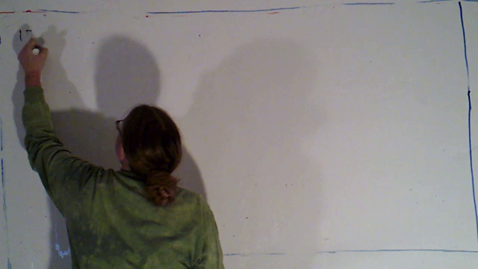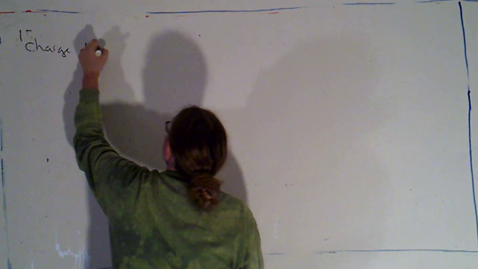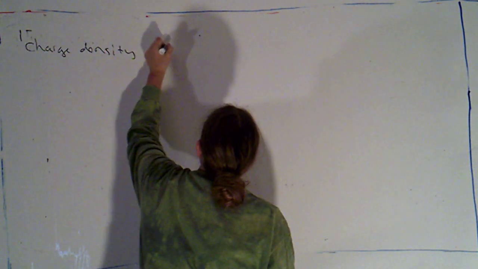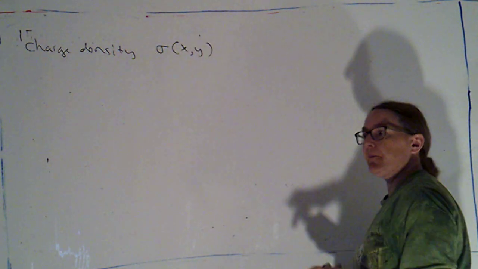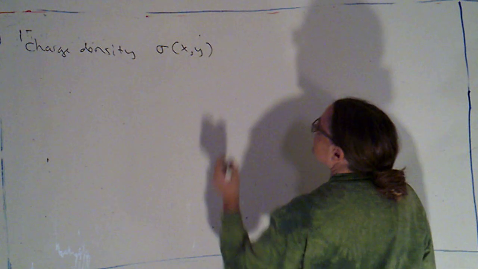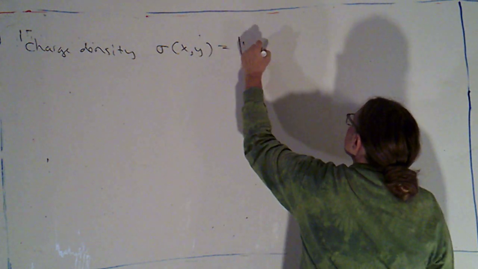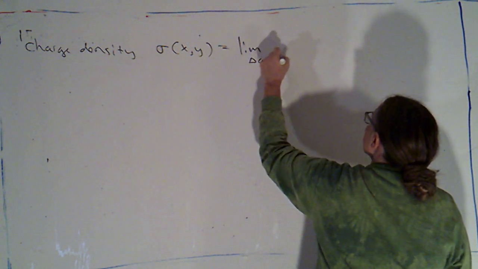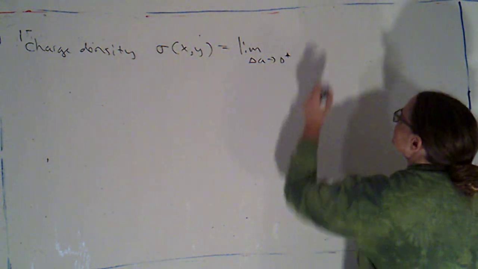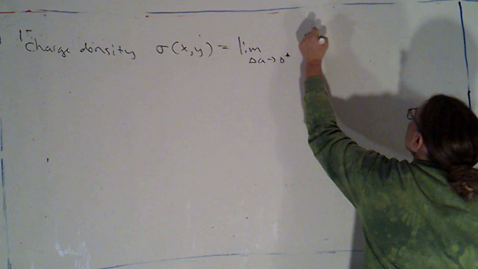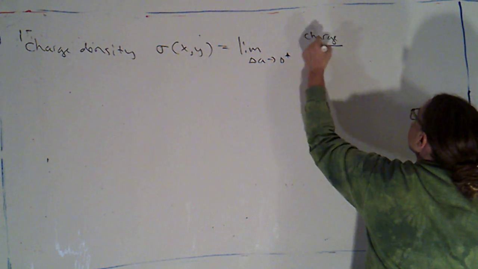So charge density would be sigma of xy. That's a lowercase sigma. We use the uppercase when we want to add things up. And this is just going to be the limit, again, as delta A goes to 0, making sure that all dimensions shrink to 0, of the charge over the area.